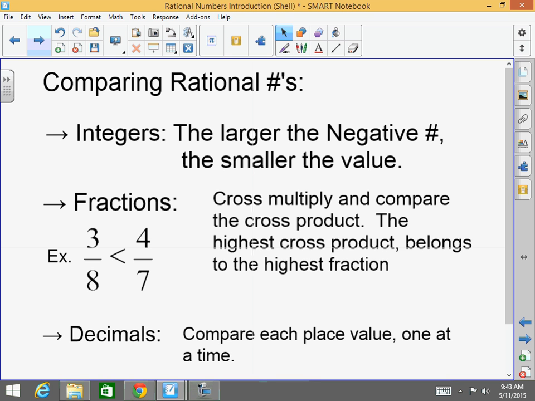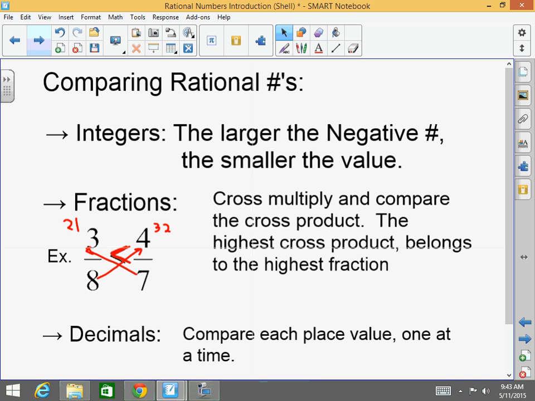Fractions. Cross multiply and compare the cross products. The highest cross product belongs to the largest fraction. So in this particular case, if I'm comparing 3/8 and 4/7, 7 times 3 is 21. 8 times 4 is 32. So that's why 4/7 is greater than 3/8. Remember that the alligator eats a large number.